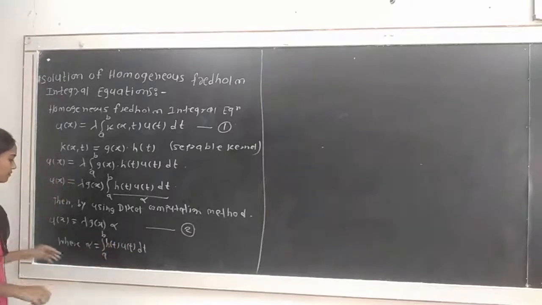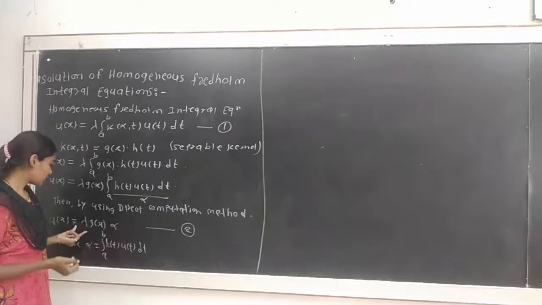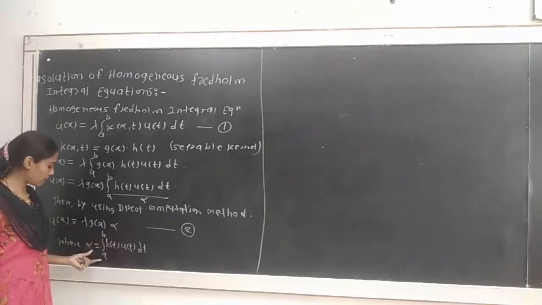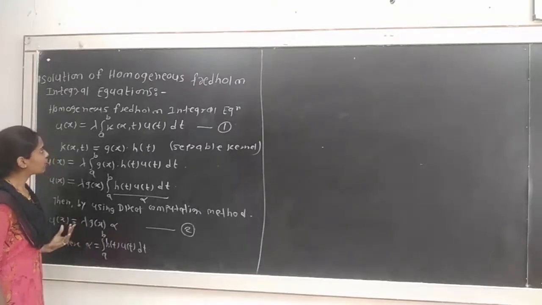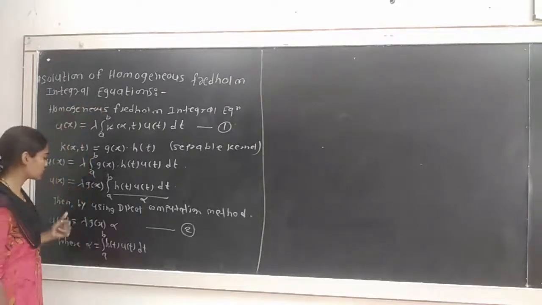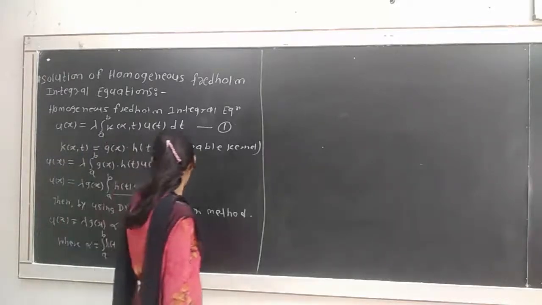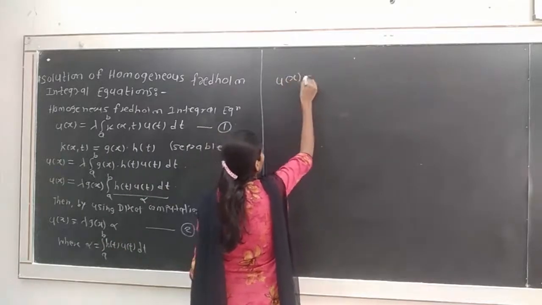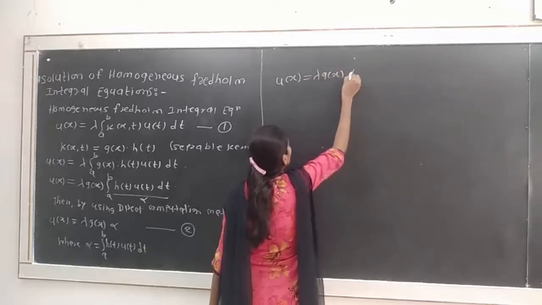Then if we solve this integration to get a numeric value of alpha, and put that value of alpha in equation number 2, we get the solution of the homogeneous Fredholm integral equation. In this way we can find the solution. For that we have to find the value of alpha. Again observe that the solution is in this form: u of x is equal to lambda g of x into alpha.